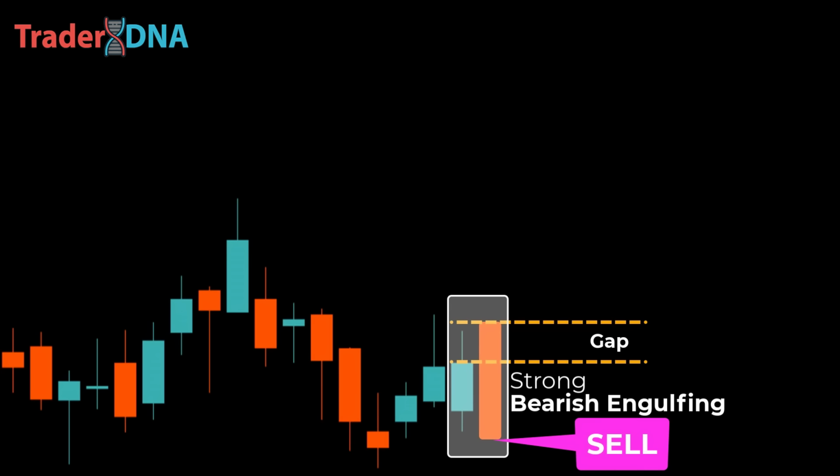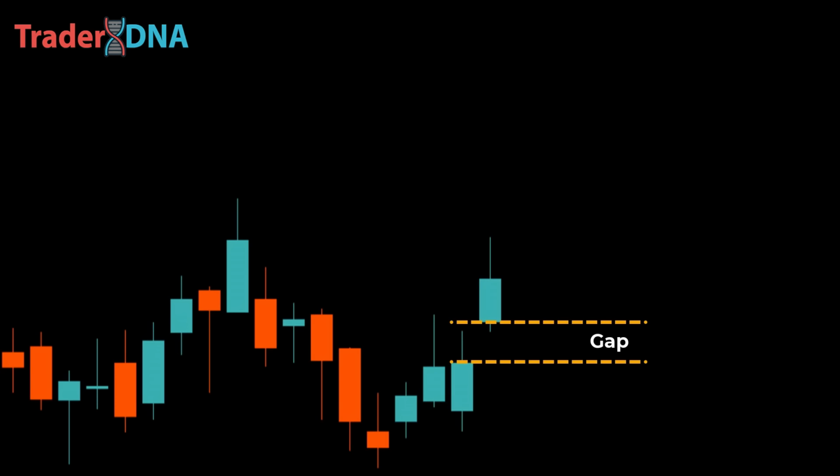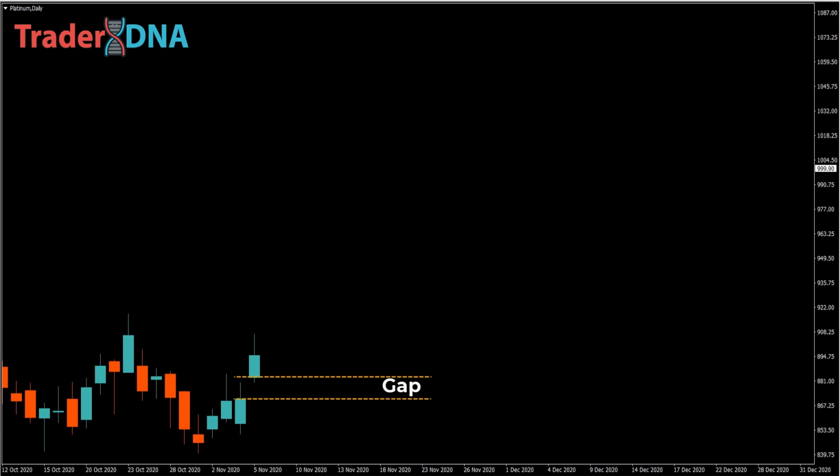Now, in this particular case, the price keeps moving up, forming a strong bullish candle. That confirms the market's intention to continue the uptrend. So what's next? You enter a buy trade at the open of the next candle.